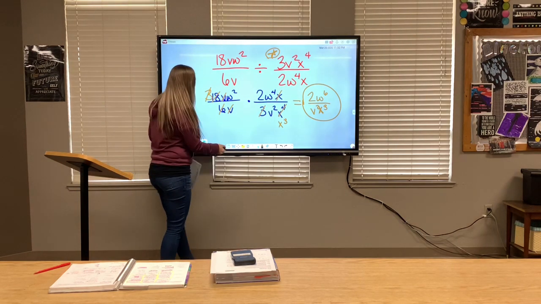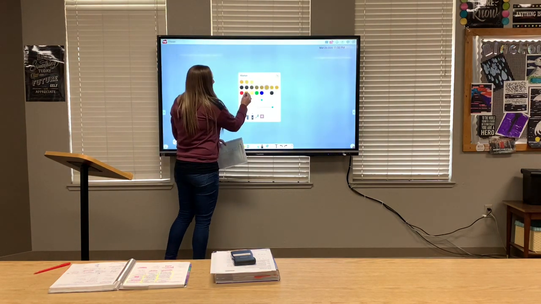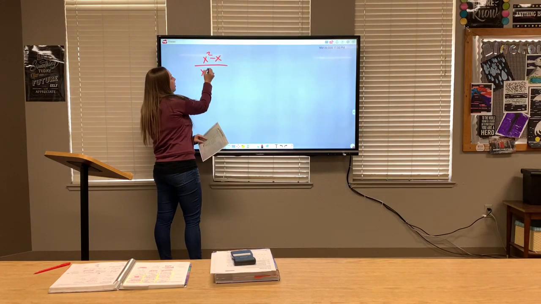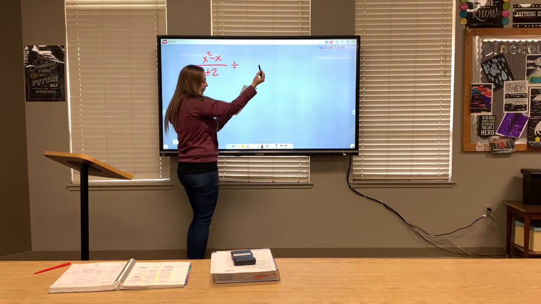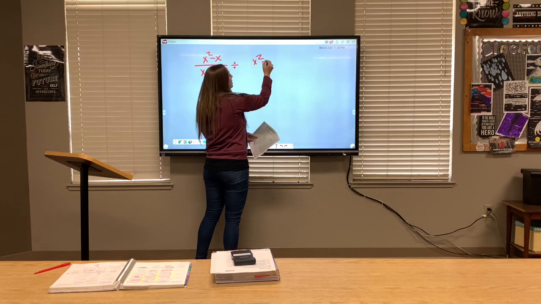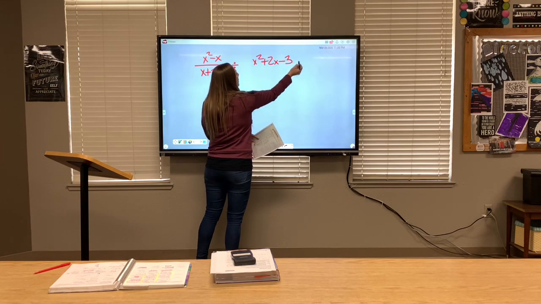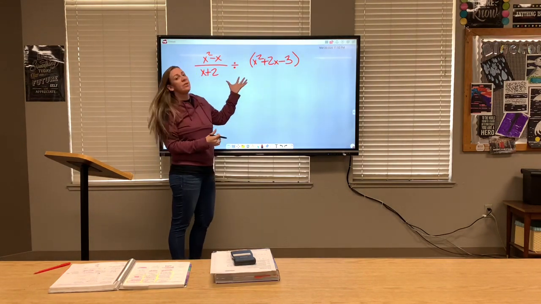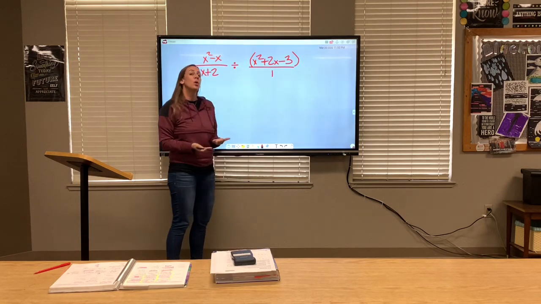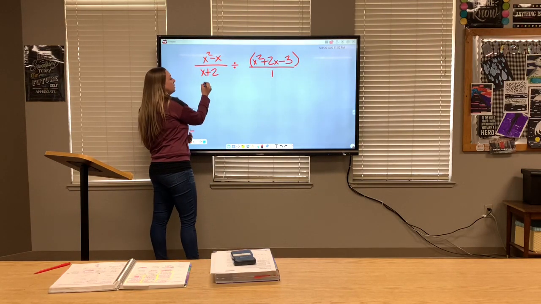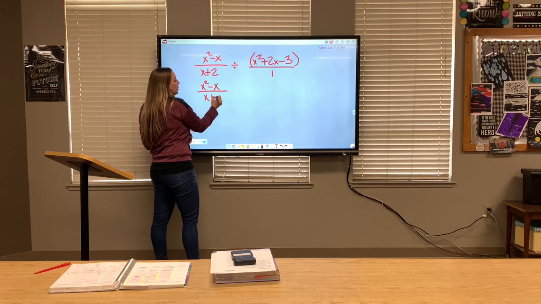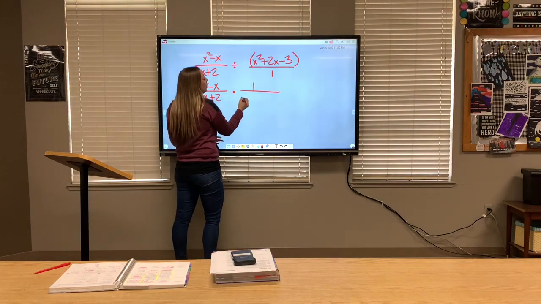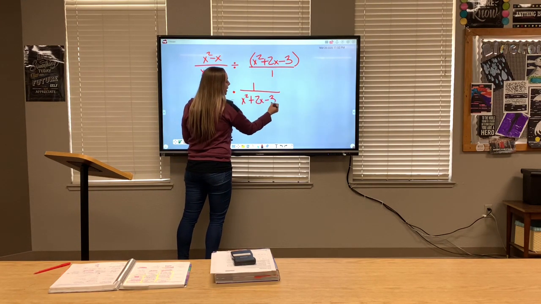So let's say I have something like this. I'm gonna have x squared minus x over x plus 2, and it's divided by x squared plus 2x minus 3. Now, since that trinomial is all by itself, and we're still dividing, I have to treat it like it's over 1, and then I can say, okay, x squared minus x over x plus 2 times, flip that with a 1 on top. So now we're still doing the reciprocal, x squared plus 2x minus 3.